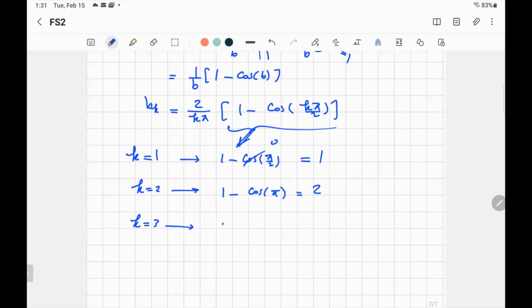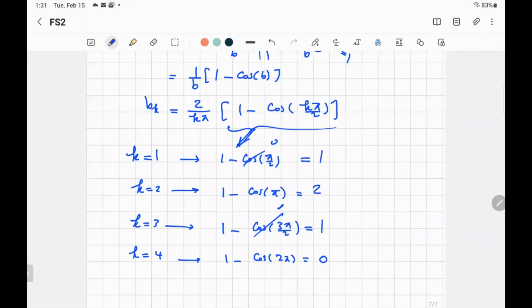So when k equal 3, 1 minus cosine 3 pi over 2. 3 pi over 2, that's 270. Cosine 270, again, will be equal to 0, right? So it's equal to 1. k equal 4: 1 minus cosine 4 over 2, that is 2 pi. Cosine 2 pi is equal to 1, so it goes to 0.